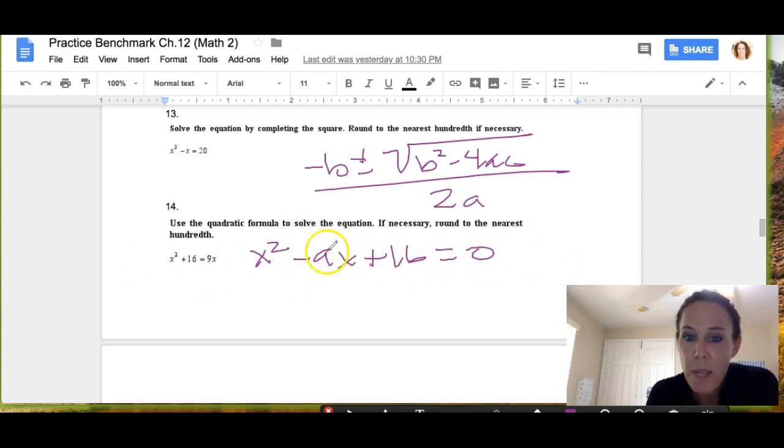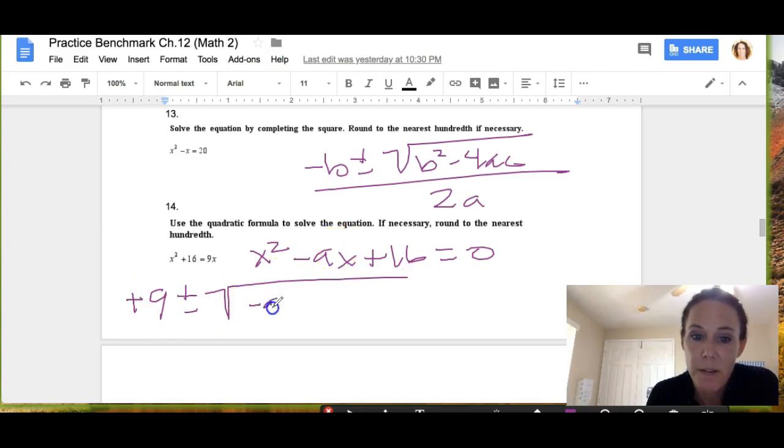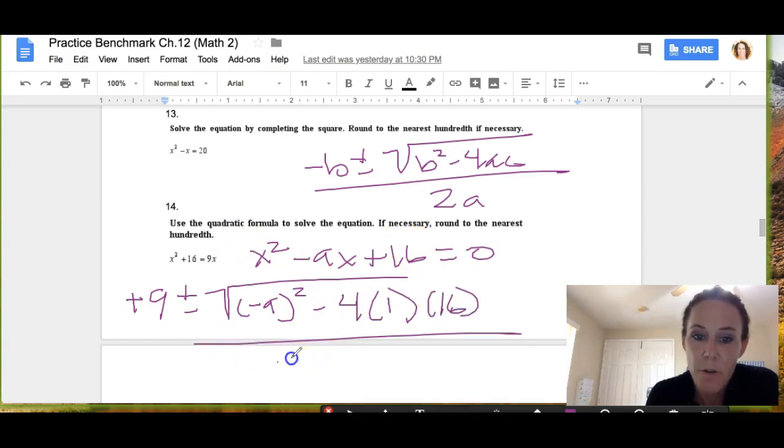Now you can do it. Here's my b value, my a value, my c value. So negative b would be negative 9, which makes positive 9, plus or minus the square root of b squared, negative 9 squared, minus 4 times my a value, which is 1, times my c value, which is 16, all over 2 times my a value, which is 1, and I'm not going to write that.